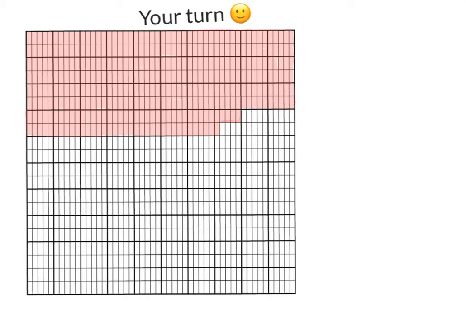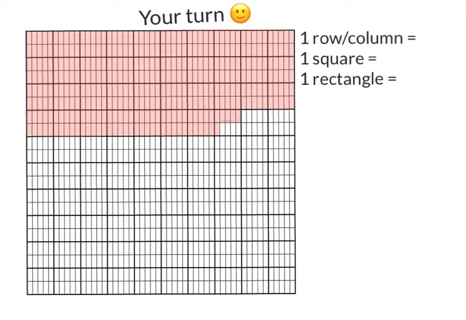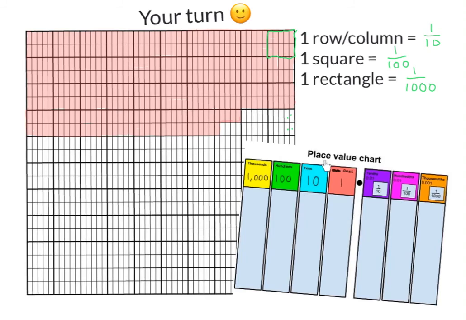Okay, so like we did before, I'd like you to write this fraction and what it would be as a decimal. So just remember that a whole row or column is equal to a tenth. A square, like the squares like this, are equal to 100th. And then one of the teeny tiny rectangles like these are equal to 1,000th. And don't forget to use your place value grid to help you. Okay, write down what is this as a fraction and as a decimal. Pause your video now and play when you're ready to find out the answer.